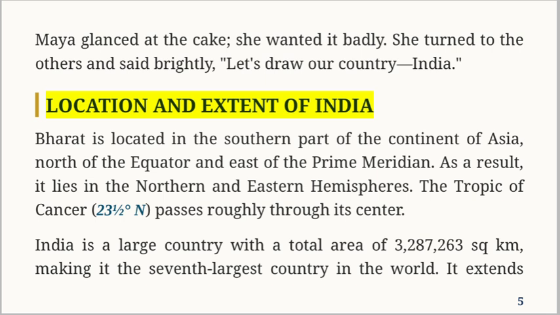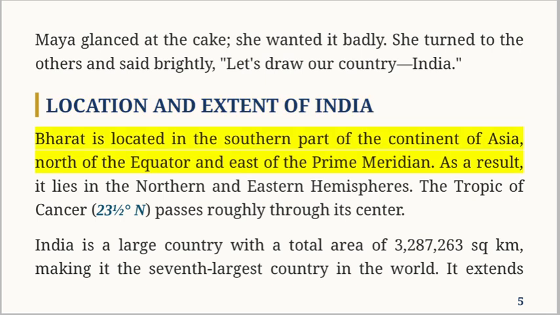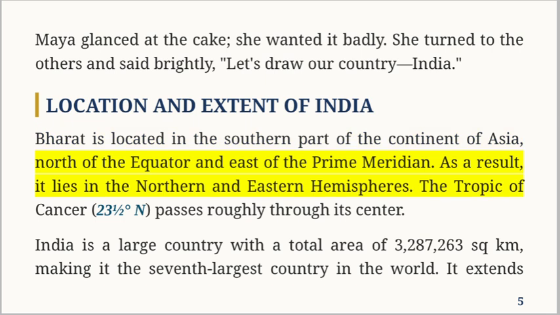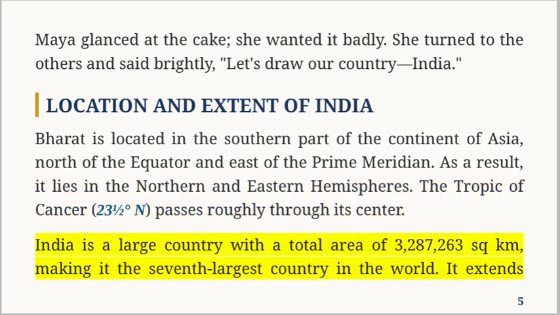Location and extent of India. Bharat is located in the southern part of the continent of Asia, north of the equator and east of the prime meridian. As a result, it lies in the northern and eastern hemispheres. The Tropic of Cancer, 23.5 degrees N, passes roughly through its center.